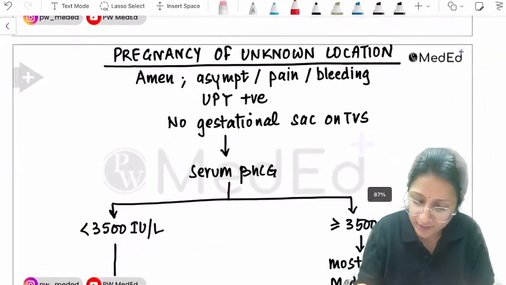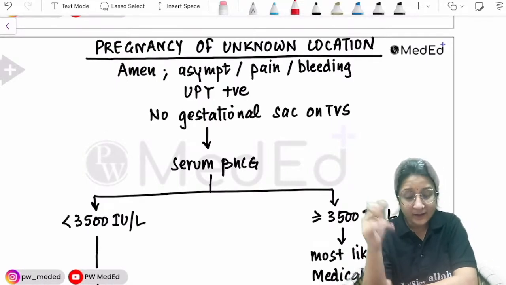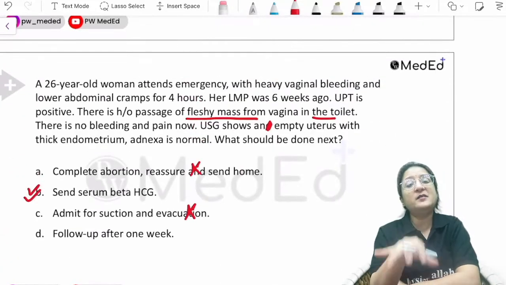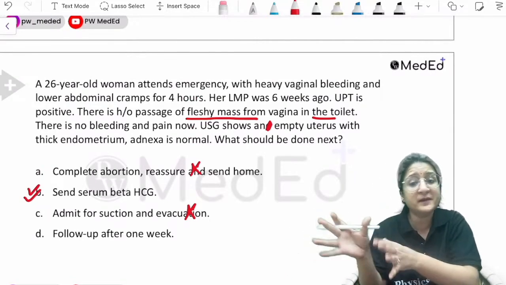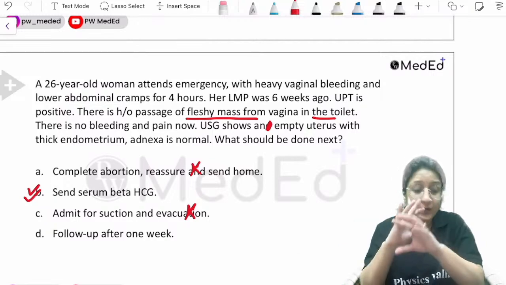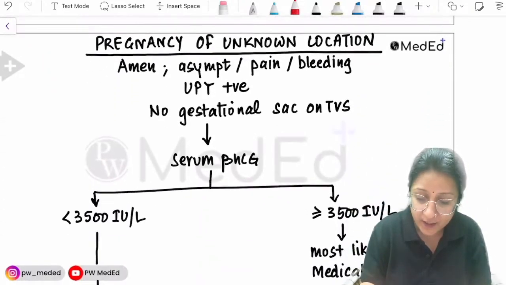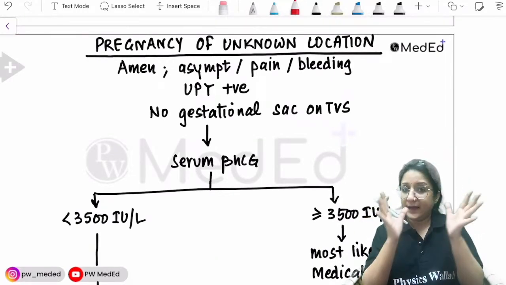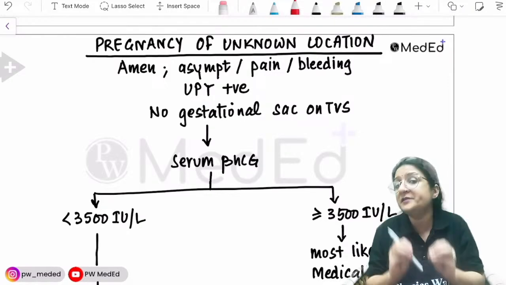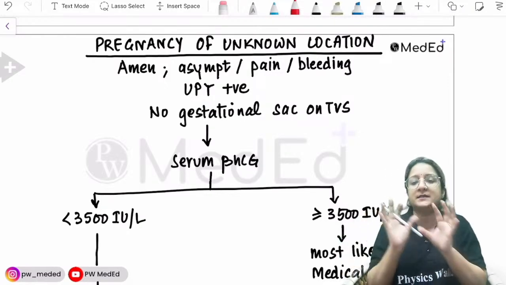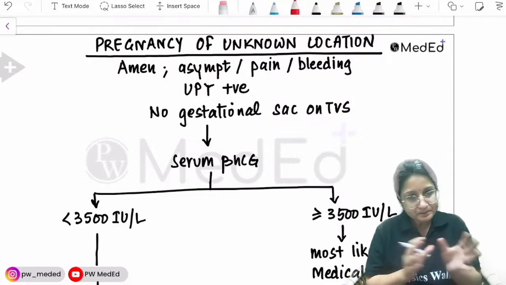So, pregnancy of unknown location. Clinical profile may vary. Like in this particular case, the clinical profile was going more in favor of complete abortion, but I was not 100% sure. So the clinical profile can vary. So you have to understand logically. Pregnancy of unknown location: amenorrhea, patient may be asymptomatic, or she may have some pain, some bleeding, something which creates confusion whether it is abortion, ectopic or whatever.